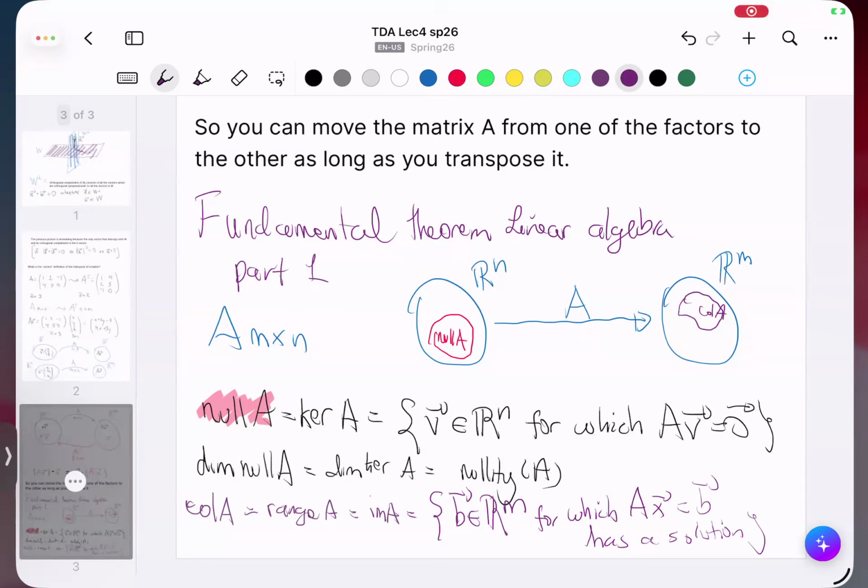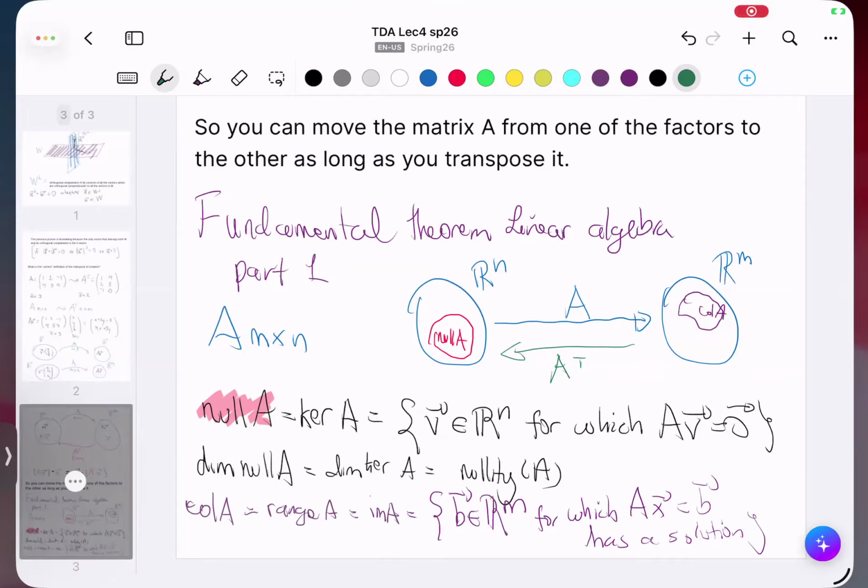Now, from this perspective, the transpose goes backwards, right? Let me use a different color. The important thing from this diagram is that the null space and the column space live in different worlds. So if you go backwards, the picture gets flipped. Here lives the null space of the transpose.